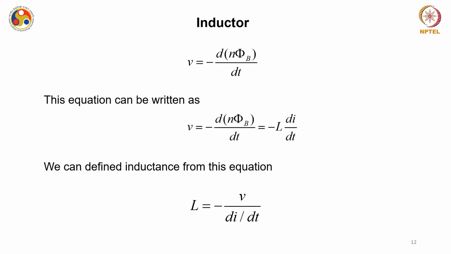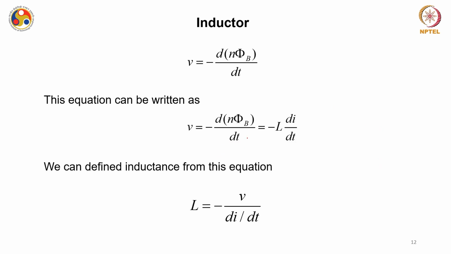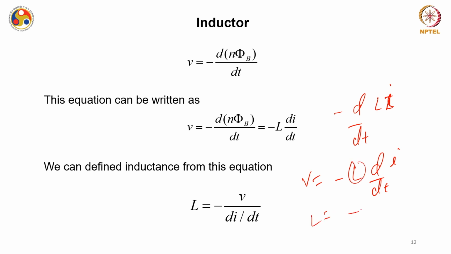Okay. Now, if I replace this N phi B with this equation N phi B equal to Li, I can write this V is equal to minus d by dt of Li, or since L is constant, I can write L d by dt of I, right? So, from this equation, I can again define this L as L is equal to minus V by di by dt, right? This is the self-inductance in another form, okay?